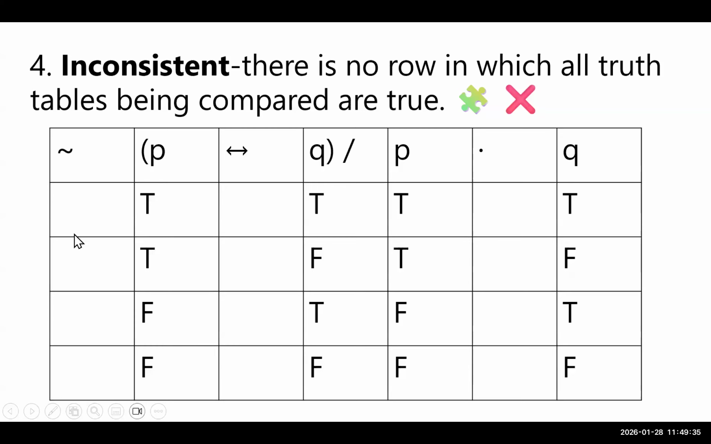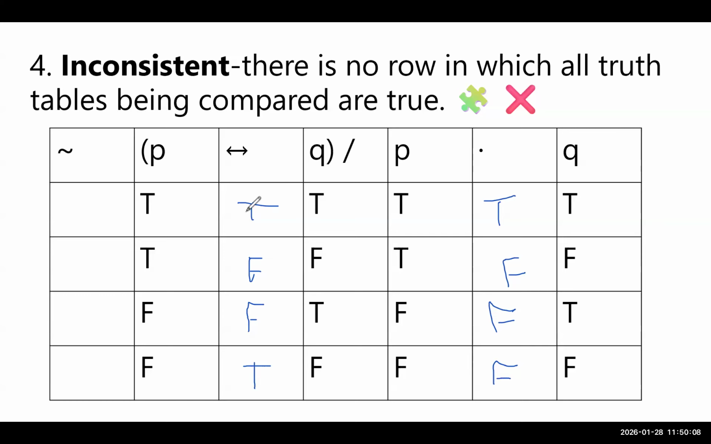Last are inconsistent statements. These are ones that are not contradictory, not logically equivalent, and not consistent. So here I'm going to start with my and again because it is the simplest to fill in out of the two we are comparing. So we've got true, false, false, false. Then our if and only if goes true. True if and only if true is true. True if and only if false is false. False if and only if true is false, and false if and only if false is true.